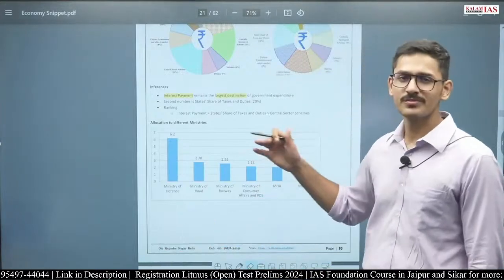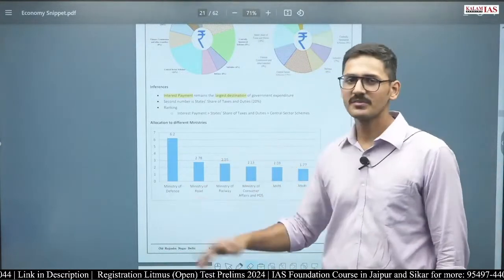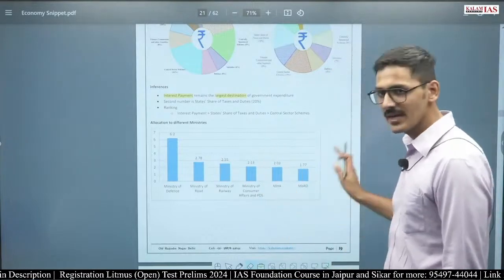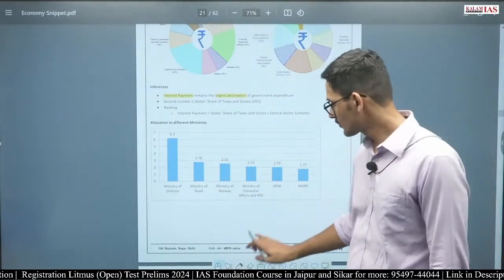Now allocation to different ministries. All you have to know is that the Ministry of Defense has the highest allocation. Any other thing you do not need to know.